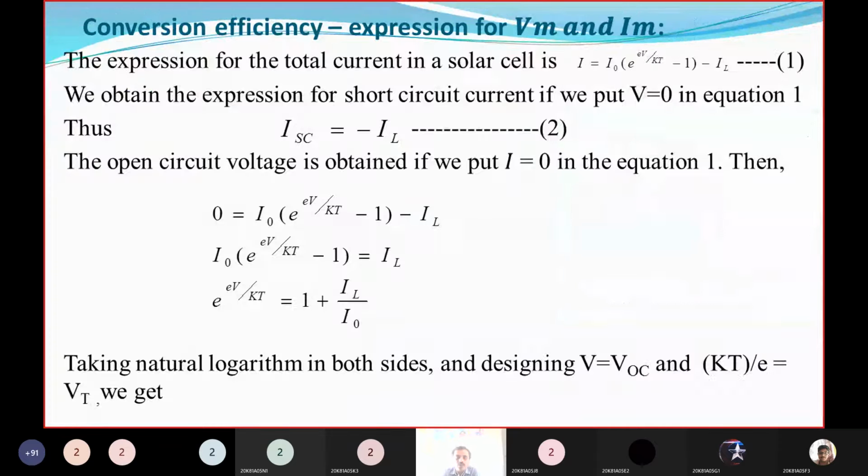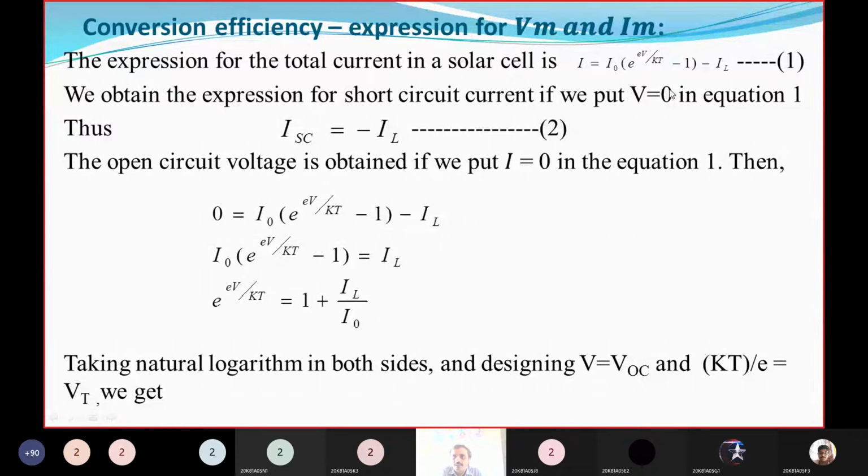Now, how to calculate this ISC and VOC. See here, we already know this is the total current formula: I is equal to I naught into (e power EV by KT minus 1) minus IL. Here IL is the current passing through the load resistance, and I naught is the reverse saturation current. Now suppose V is equal to 0.